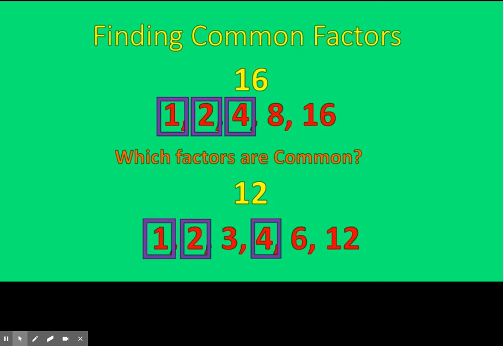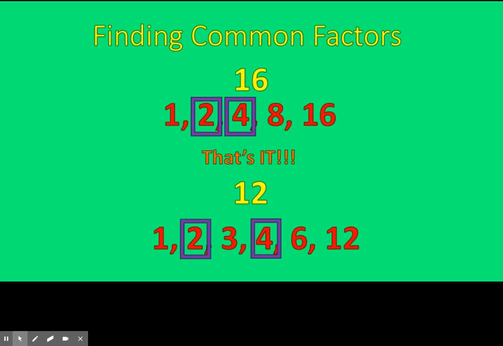Now, as I said before, 1 is going to be a common factor for everything. So from now on, I'm not going to identify 1 as a common factor, and in fact, I'm going to take the box off of that. All right? Because it's really not very helpful. So that's pretty much it. That's how you find common factors. You list the factors and pick out which ones are common.